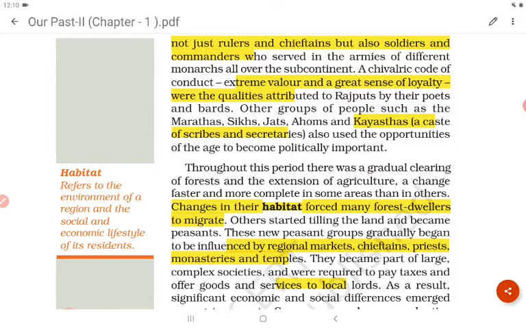These new peasant groups gradually began to be influenced by regional markets, chieftains, priests, monasteries, and temples. They became part of large complex societies and were required to pay taxes and offer goods and services to local lords.